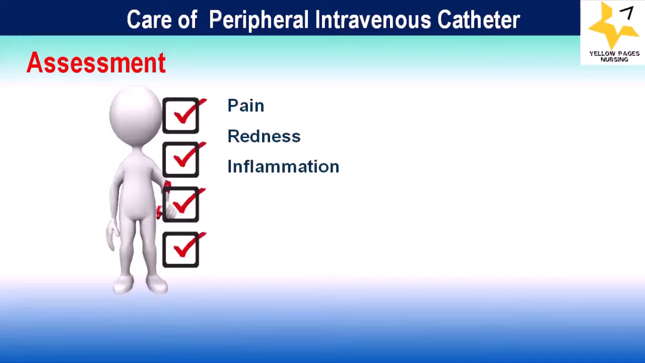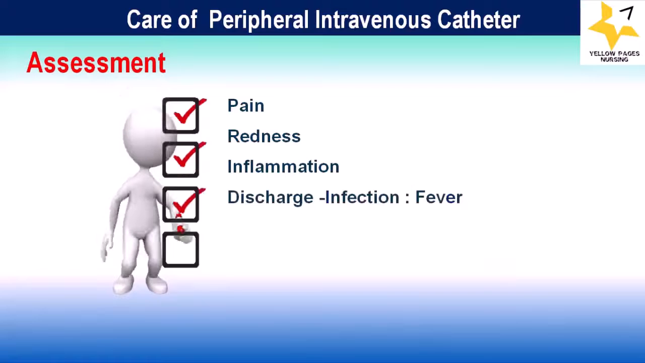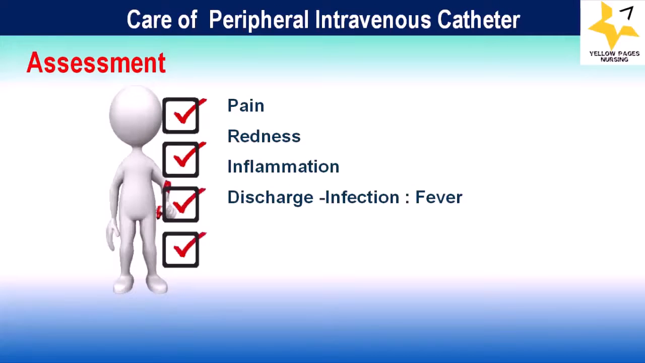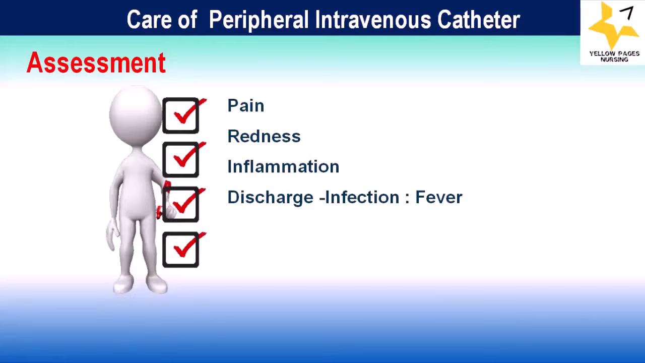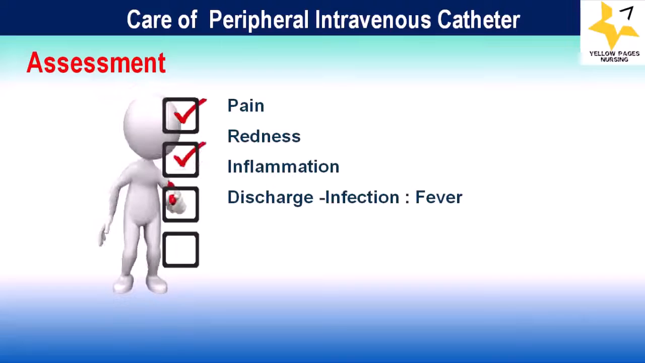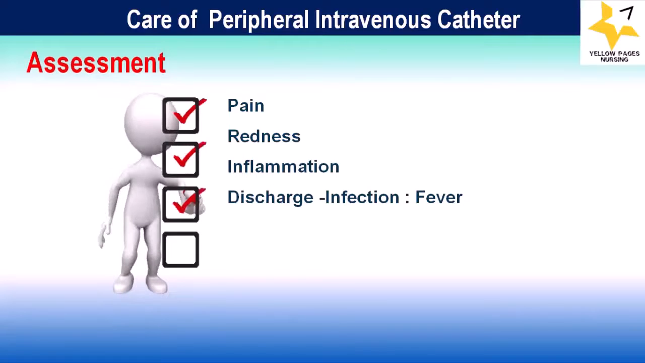Next is discharge. Fever might be caused because of infection at the IV site, which can cause discharge that may be purulent, that is pus-filled, and accompanied by redness, warmth, and tenderness. Infection can occur when the IV insertion site is not properly cleaned and disinfected or due to bacterial contamination. If infection is suspected, the IV cannula should be removed immediately.